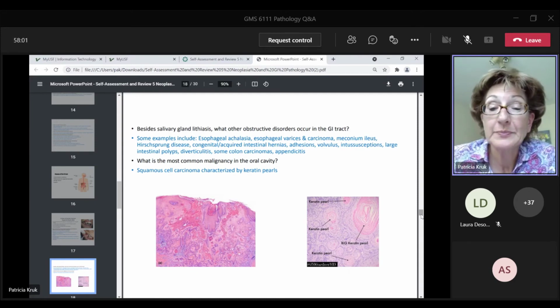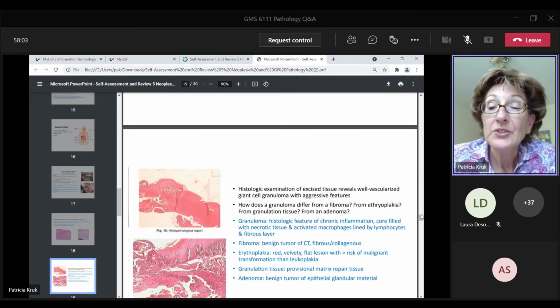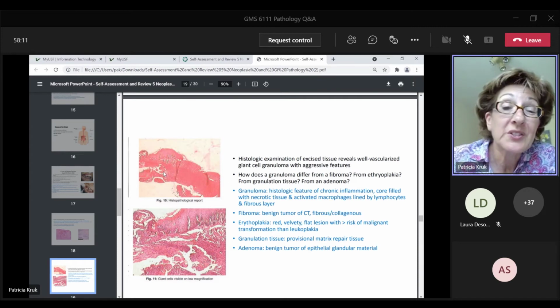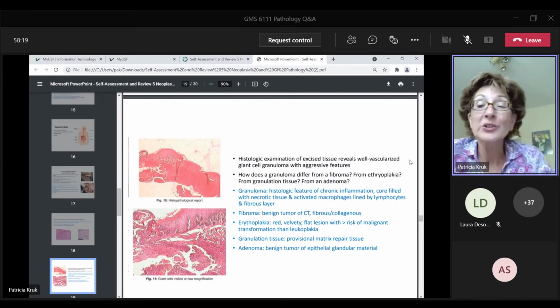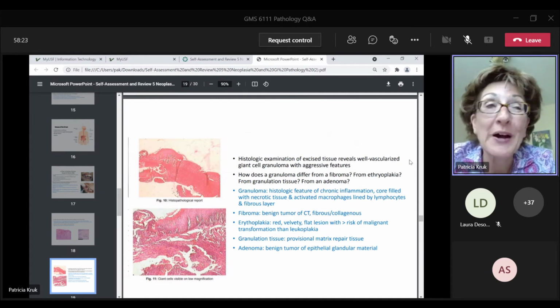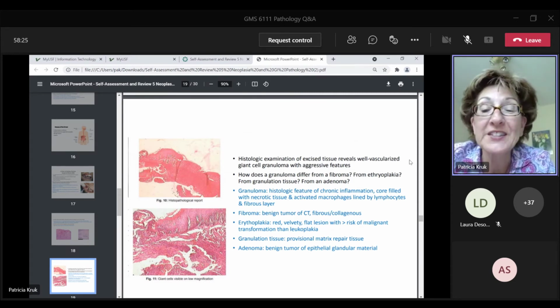So going back to our patient, when they took out part of the tissue, they started to see that this was very well vascularized. You can tell almost by the redness in it, very red, and it had a lot of granuloma features. So remember, what's a granuloma? What's granulation tissue? How does this differ from other forms of growths that we have seen?